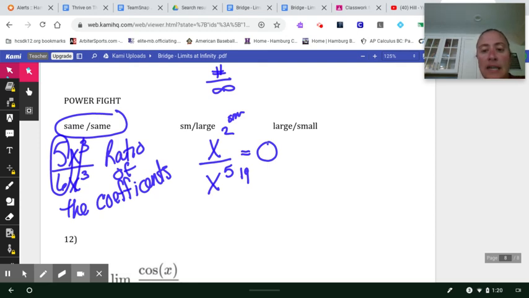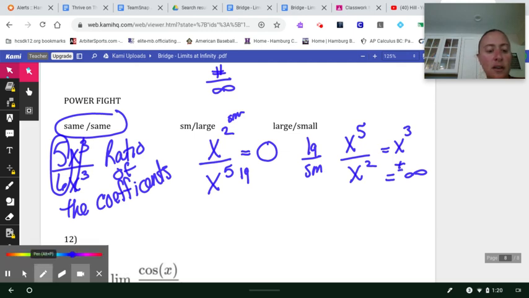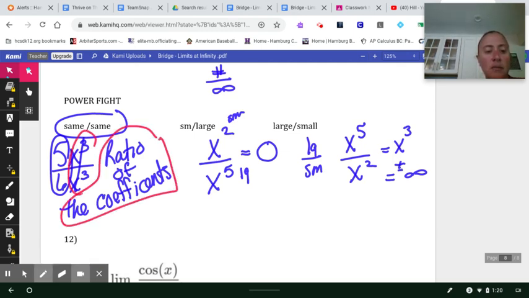And if we take a large over a small, let me just flip that, x to the 5th over x squared, that reduces to something like x cubed. And if I plug infinity in, infinity cubed is still going to be infinity. So you're going to get either, I'm just going to put a plus or minus, depending what the function is, a positive or negative infinity. So you're basically looking for 3 things. Ratio of the coefficients, if the same exponents there, or same functions. Small over large will always be 0, and large over small will always be plus or minus infinity.